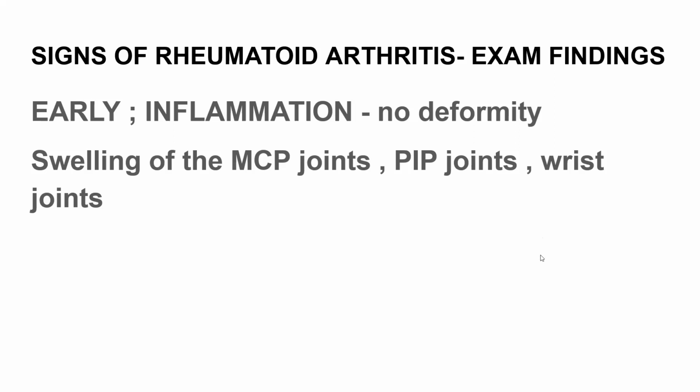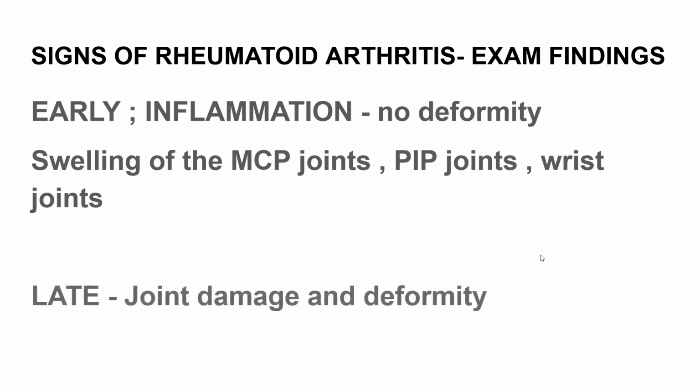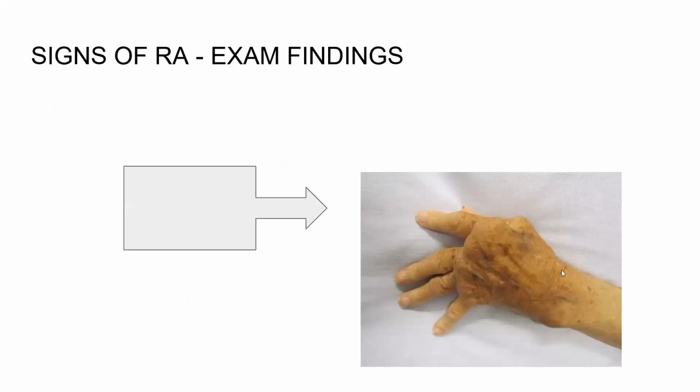All right. Whereas that was the early signs of rheumatoid arthritis, now we compare it to the late. So when the disease has progressed to a certain stage, then we can also see some joint damage and some kind of deformity in the joint as well. We will be looking at pictures later on to see what kind of signs are present. So please don't worry about that.